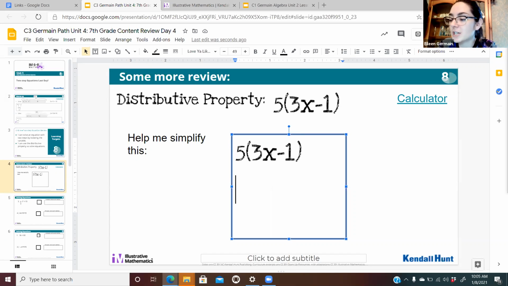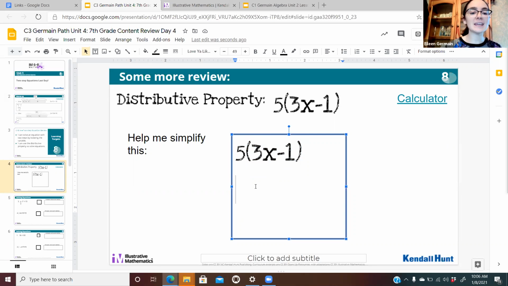Very good. Nice job, Bridget. Nice job, Avery. Avery's being specific there. I like it. When we see these parentheses like this, that means we need to multiply. It's called the distributive property. That means we multiply both this number that's outside by both of the pieces that are inside individually. So first I have to multiply 5 times 3x.